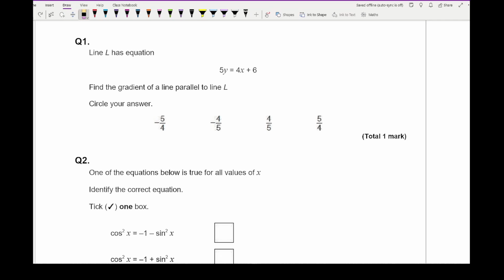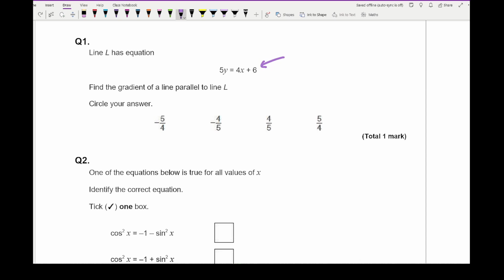So question 1 reads, line L has the equation 5y equals 4x plus 6. Find the gradient of a line parallel to line L, and we need to circle our answer. Now for this question, what we need to do is first of all make y the subject, so we can then use y equals mx plus c to find out what the m value is going to be.